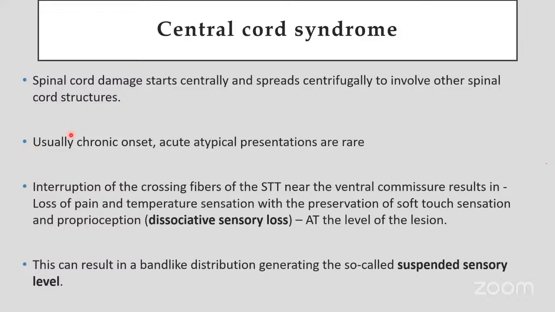The damage usually starts centrally and then spreads centrifugally to involve the other spinal cord structures. This is usually chronic. Acute atypical presentations are rare. There is interruption of the crossing fibers of the spinothalamic tract near the ventral commissure, which results in a dissociative sensory loss at the level of lesion. And this may also result in a band-like sensation, generating the so-called suspended sensory level, which can be seen in syringomyelia.